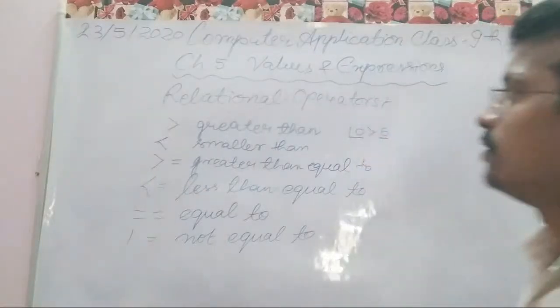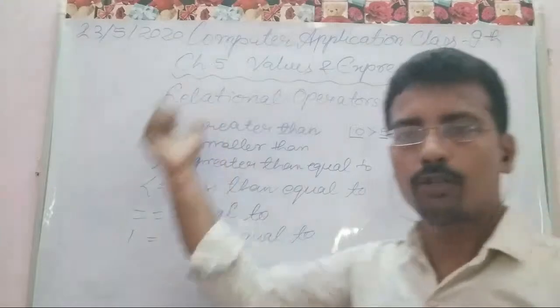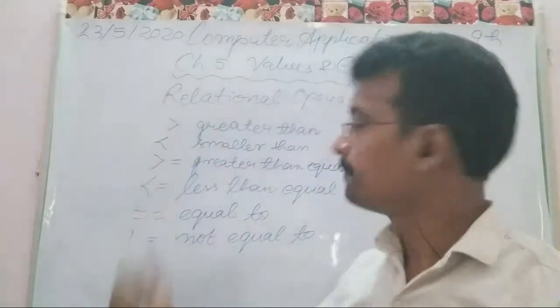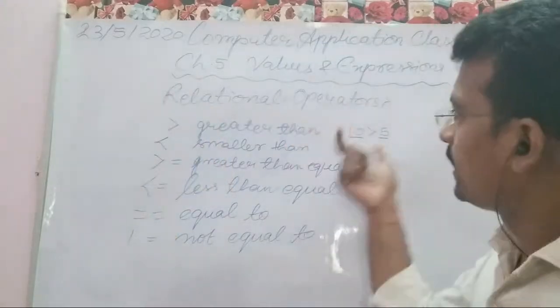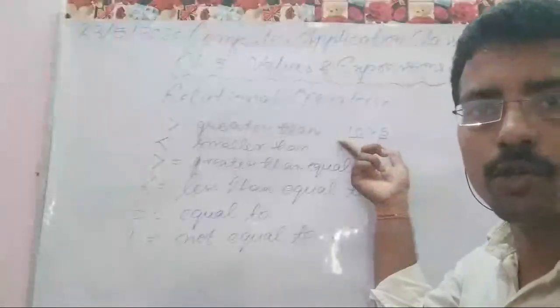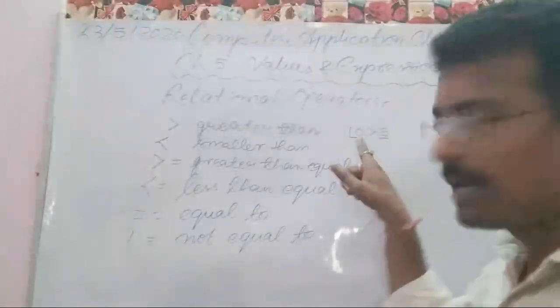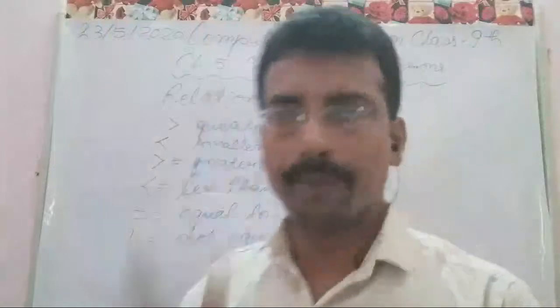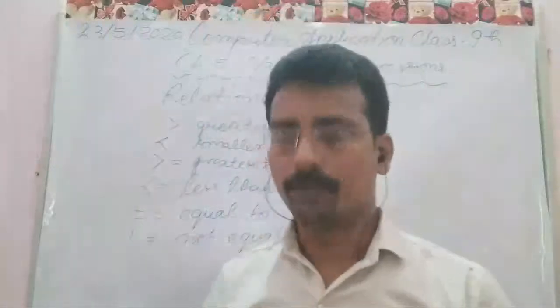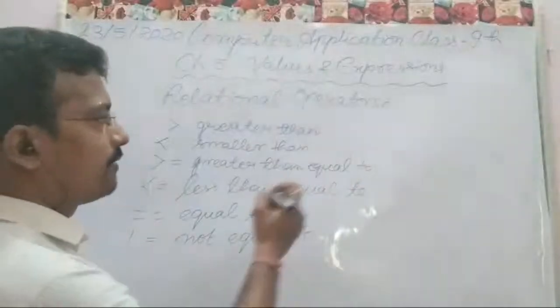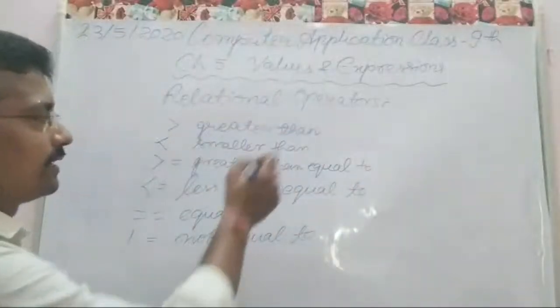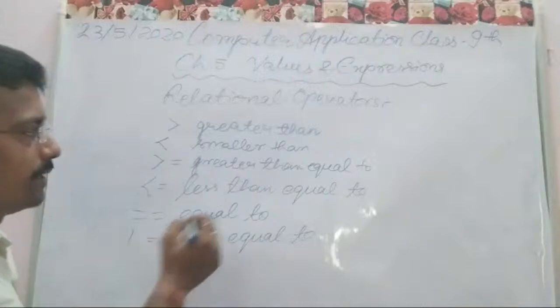In Java we use relational operators, a total of 6, and they can be used for comparison of operands or comparison of values. So one by one we will see all the operators. The first one is the relational operator greater than. The second relational operator is smaller than.